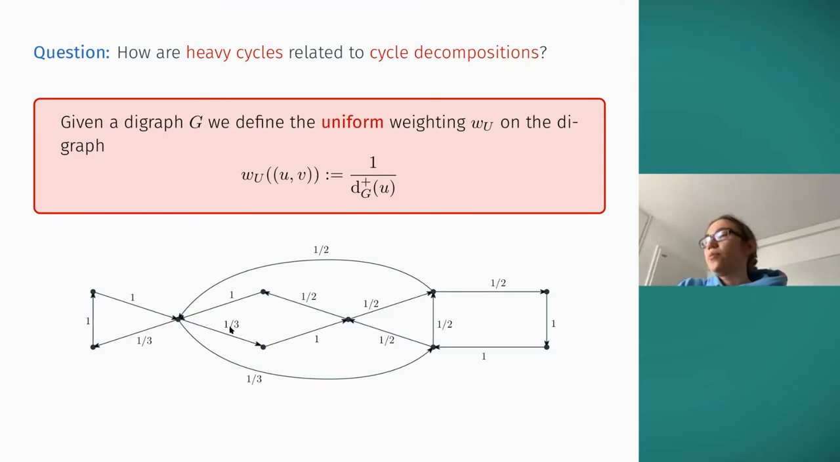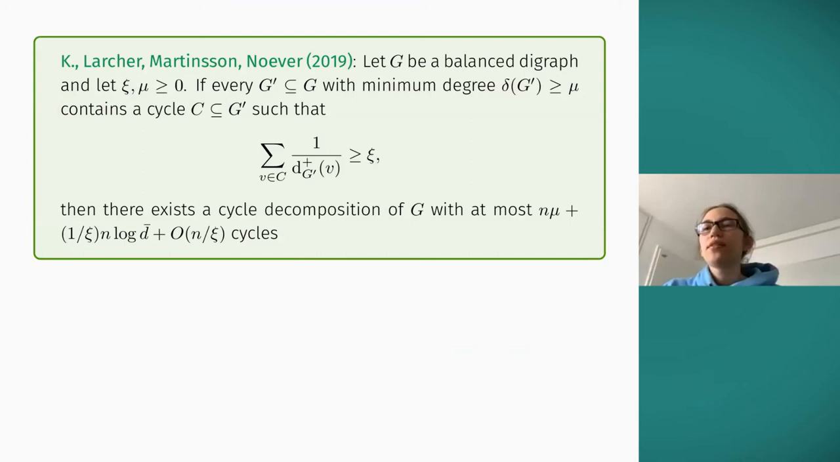And then one of our main results is that if you get some balanced digraph and you take these values psi and mu, I think of psi as some small constant, and mu is going to be something like log n. The mu is not going to be a constant, but this does not really matter for now. If every subgraph of your graph G with minimum degree mu has a cycle where the sum of the inverse degrees is at least psi, then we can guarantee you get a cycle decomposition with n times mu plus this constant that depends on the cycle weight, n times log average degree, and some linear error term.